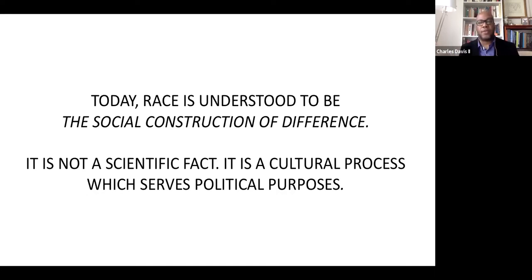And so there is a debate about whether we should still continue to use these categories, whether it continues to reify this notion of racial difference, or if being very conscious about one's use of the term race allows us to address and redress the kind of social sins that have emerged because of it. But I want to emphasize the fact that it is not a scientific fact. It is a cultural process which serves political purposes.